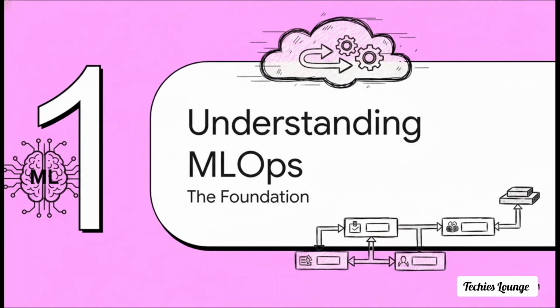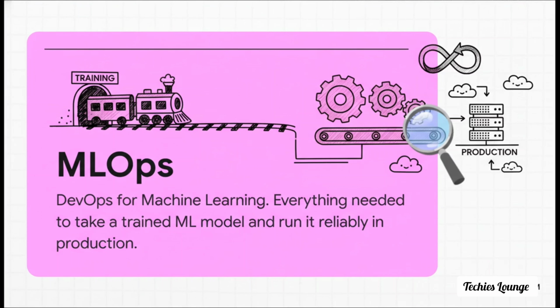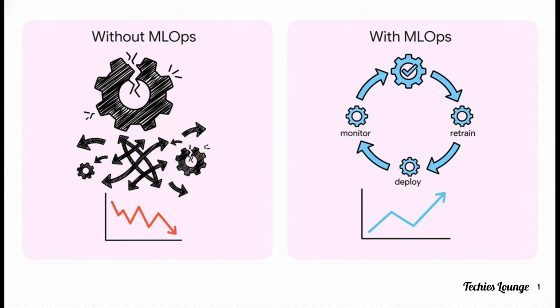Let's break them down. All right, first things first. We gotta understand the foundation, and that is MLOps. This is the established, battle-tested discipline that really laid all the groundwork for how we manage machine learning in production today. So what even is MLOps? Well, it stands for Machine Learning Operations. But honestly, the best way to get your head around it is with this killer analogy. MLOps is basically DevOps for machine learning. It's all the practices and tools that take a model you've trained and make it actually work reliably in the real world.